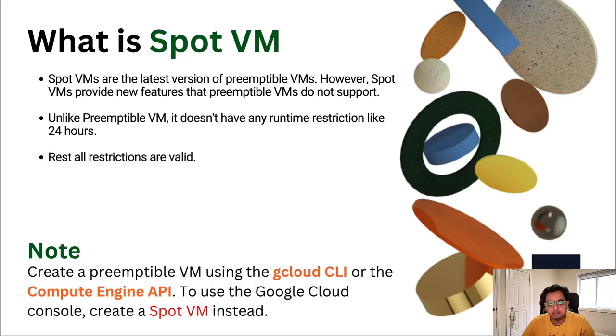And the best practice says that you should always go with the spot virtual machine, not the preemptible virtual machine. But if you still want to create a preemptible virtual machine, you should use the gcloud CLI or Compute Engine API to do that. If you want to use the Google Cloud Console, then your only option is spot virtual machine.